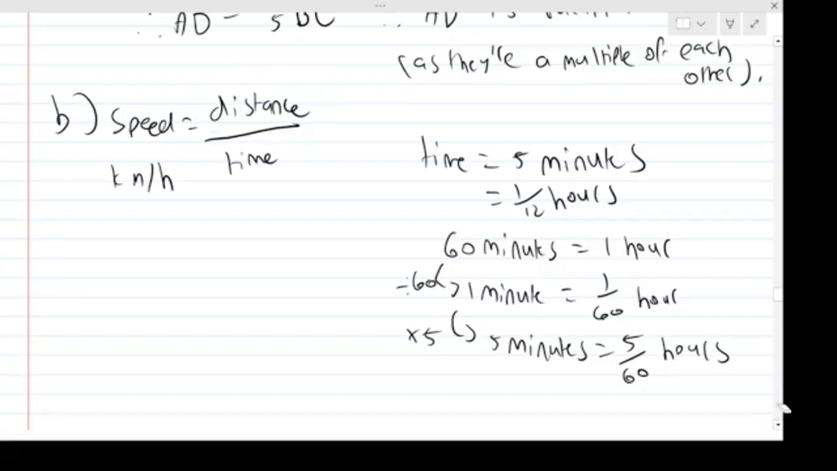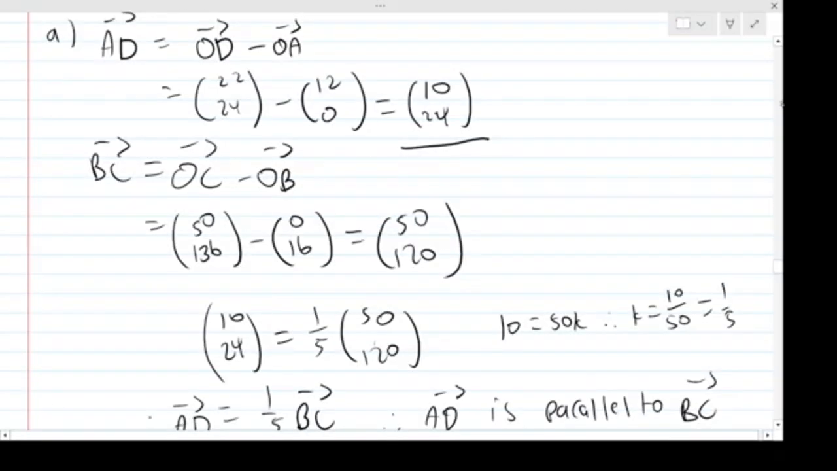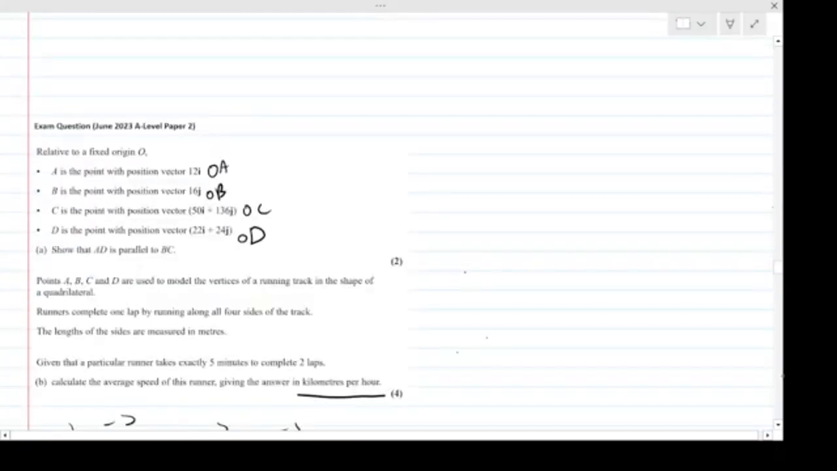Now I just need my distance, and this is going to be the trickier part. I'm told that these 4 points A, B, C, and D are of a quadrilateral. Well, let's plot them then. We know it looks like a quadrilateral, but we're also told, remember, in part A, AD is parallel to BC. So one side is parallel to another. I'm thinking that's probably going to be a trapezium, right?